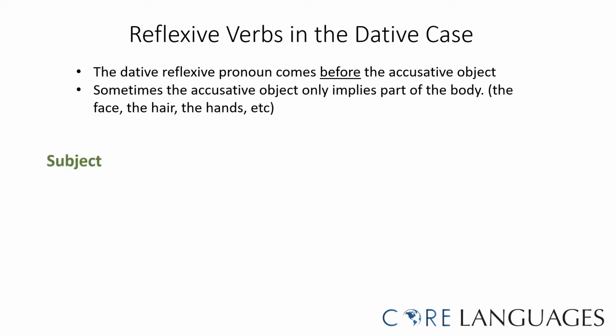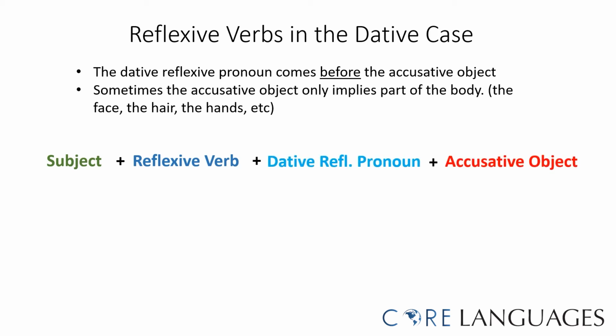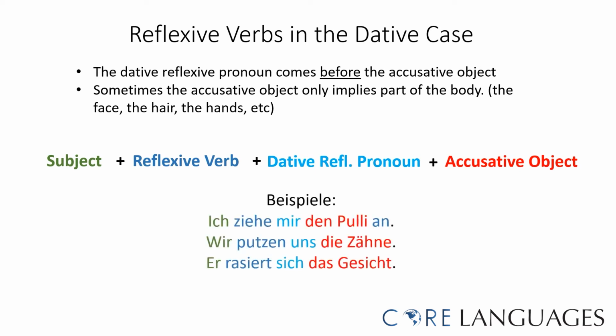In a sentence, we would start with the subject, then the reflexive verb, followed by the dative reflexive pronoun, and then the accusative object. For example, ich ziehe mir den Pulli an. I put the sweater on for myself. Wir putzen uns die Zähne. We brush the teeth for ourselves, or we brush ourselves the teeth. Er rasiert sich das Gesicht. He shaves himself the face.